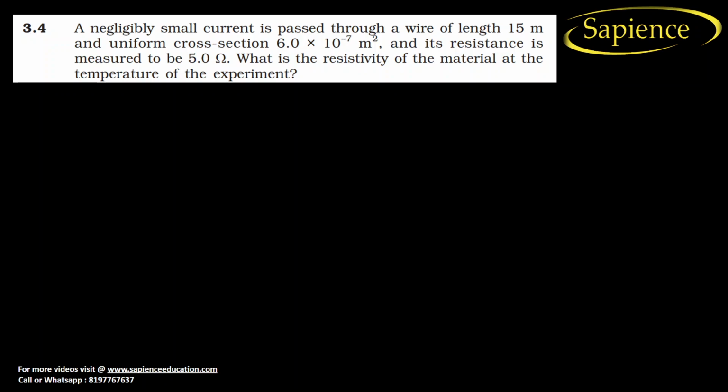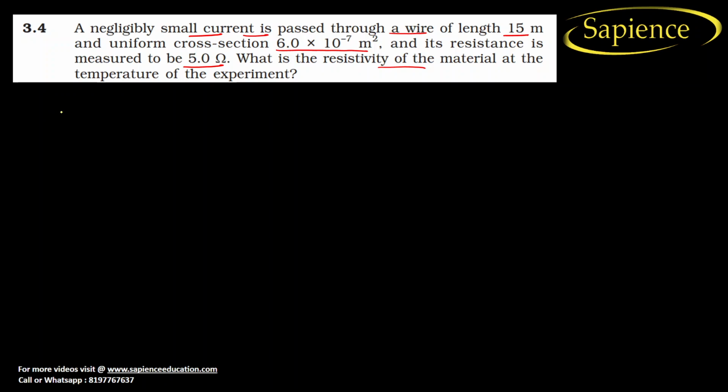Now let's read this question. A negligible small current is passed through a wire of length 15 meter and a uniform cross section of this one, and it has a resistance of 5 ohm. What is the resistivity? So I hope it's the easiest question.